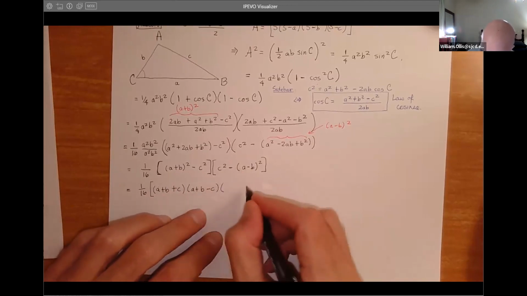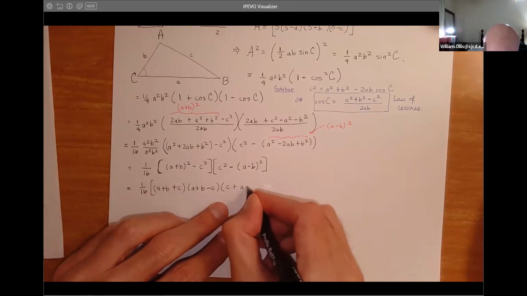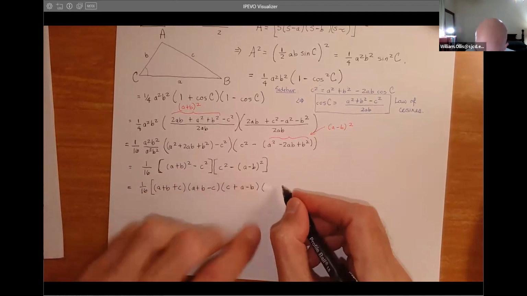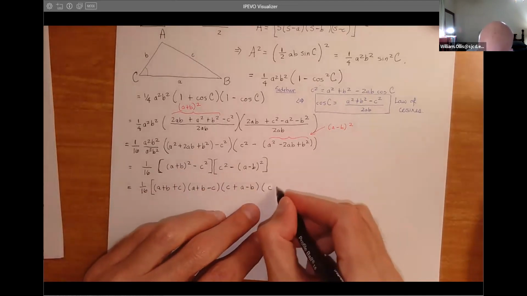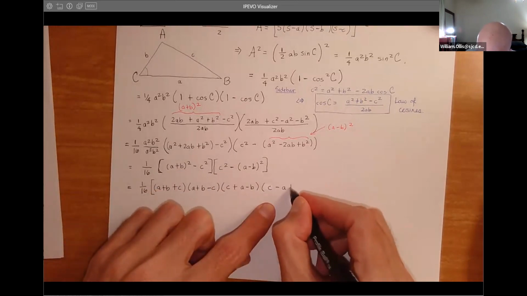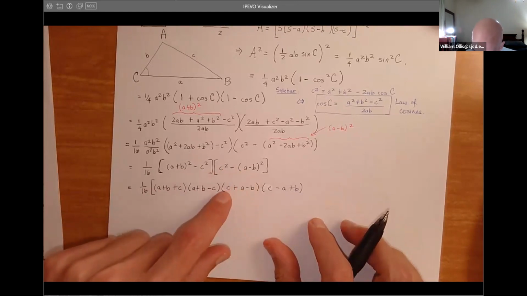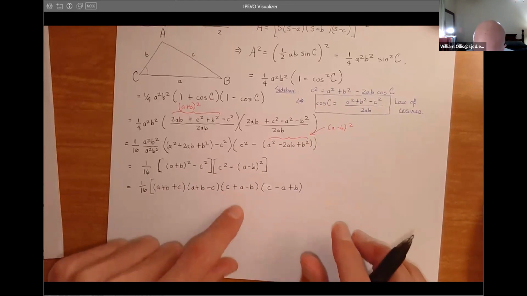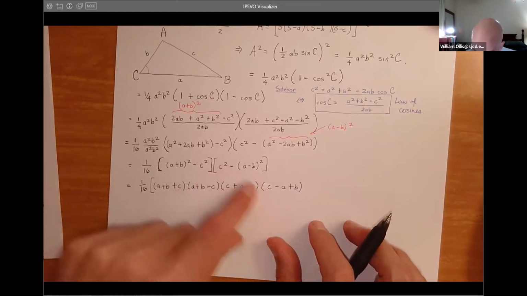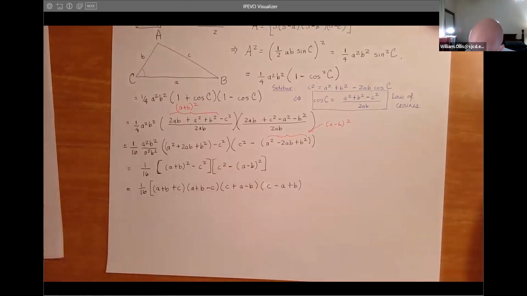Do the same here. C plus A minus B, and then C minus A minus B. C minus A minus B. So that's going to be a minus here and a plus here, the 2 double negatives. So when we do C plus A minus B, we get C plus A minus B. Then we do C minus A minus B, we get C minus A, but minus minus with the B. So this is the formula we're using.